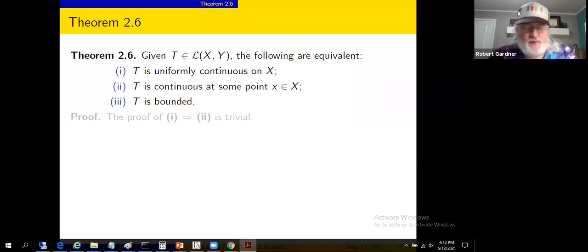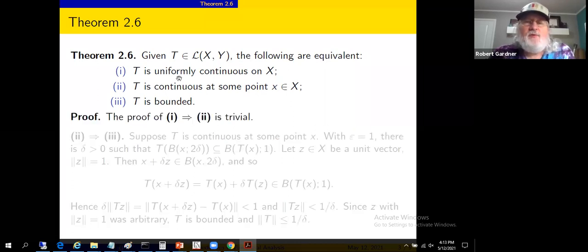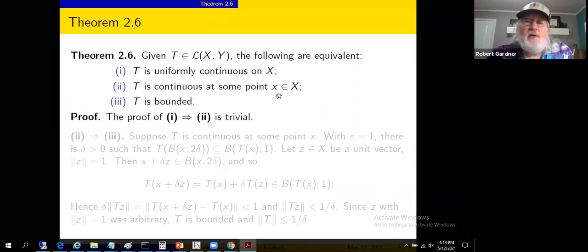So, well, first off, uniform continuity implies pointwise continuity. That's trivial, that's unsurprising. The fact that we get these implications to go both ways, that's surprising. The fact if we have a linear operator continuous at a single point, that implies uniform continuity, that's a touch surprising. You certainly don't see functions behave like this in general. Must have something to do with the linearity of the function.